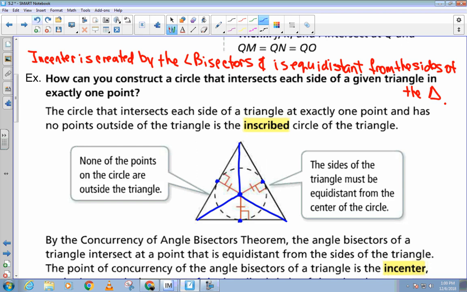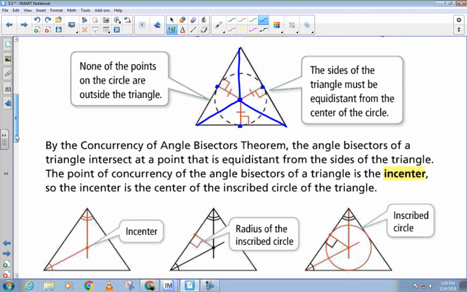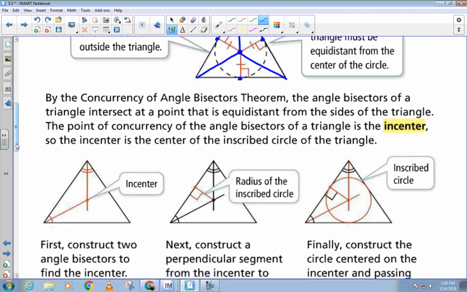So that point, like I said, is called the incenter. And this kind of just tells you what to do. Just like I said, draw the angle bisector and intersect here. You really just have to draw 2 of them because you know that the third one's going to intersect. Then you figure out the radius, the distance from the center perpendicular to the side, and then use that radius to go around the circle.